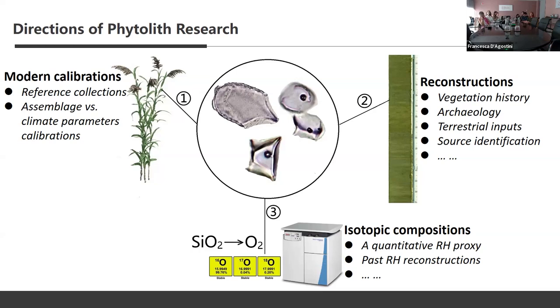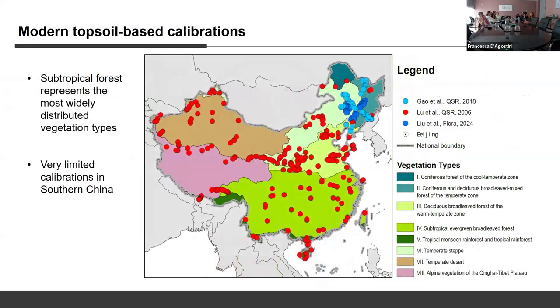With the improvement of mass spectrometry, we are now able to measure the oxygen isotopes of phytoliths as well. It's quite a complex chemical process to get the phytolith isotopes measured. If you really want to work with triple oxygen isotopes, it involves a complex etching process. The work I'm going to present today is inspired by Chinese phytolith calibration research.